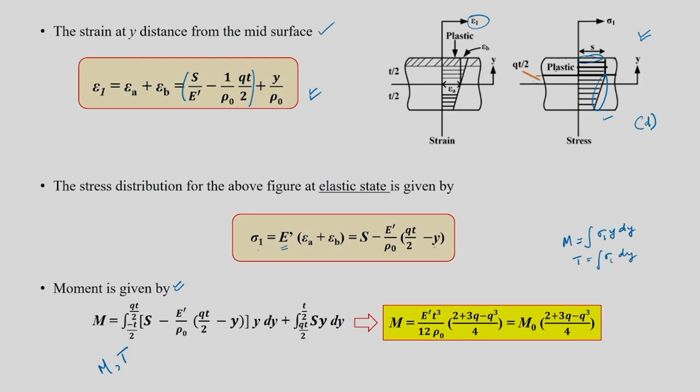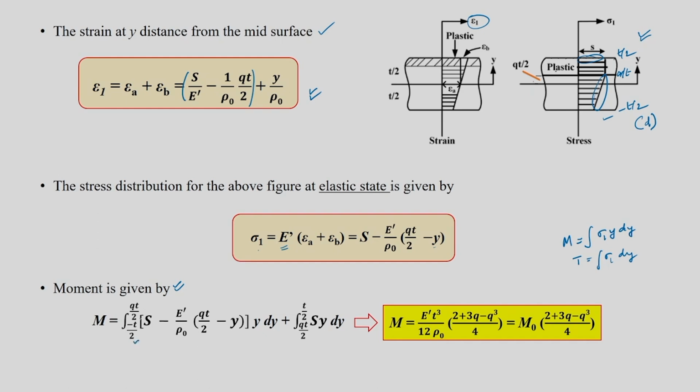So, the only thing is, we have to be careful with the limits because something is changing. What I am going to do is this: the moment is an integral. There are two locations. One would be from minus t by 2 to qt by 2, and the other would be from qt by 2 to t by 2. That is what I have given here.